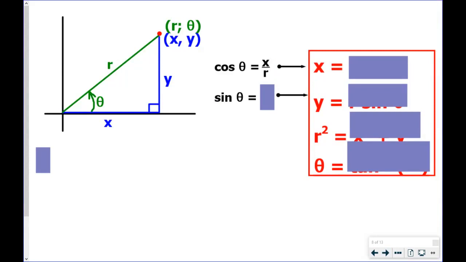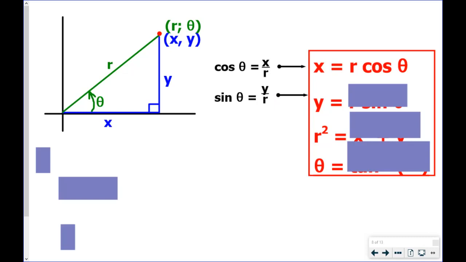So if we're given r and theta, then we can find x by just taking r and multiplying it by the cosine of theta. Then very similarly, we can work with y and sine that way. So the sine of theta is equal to y over r. Then take that equation, multiply both sides by r. Y is equal to r times the sine of theta.